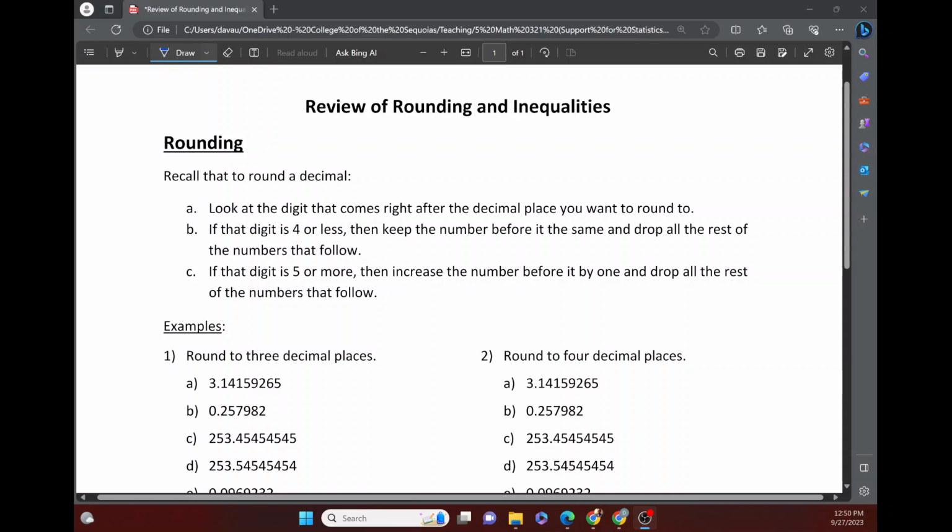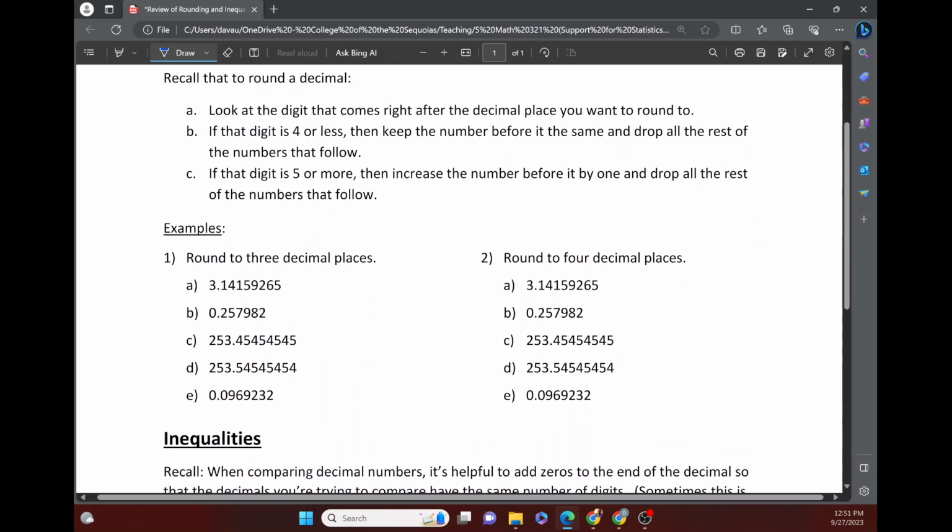So, as a reminder, the way that you round a decimal, if you want to round to, let's say, 3 decimal places, then you look at the fourth digit that comes after the decimal. And if that digit is 4 or less, then you keep the third decimal place the same and you drop all the remaining decimal places. If that digit is a 5 or more, then you increase the third digit by 1 and drop all the rest of the numbers that follow it. So we'll look at a few examples.